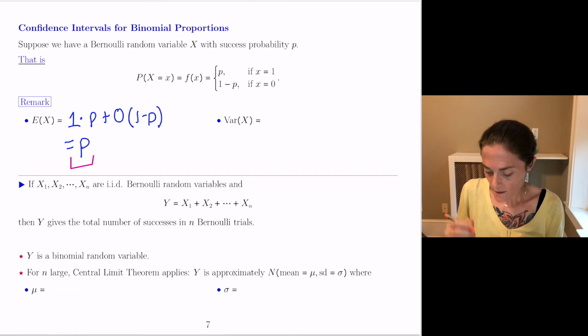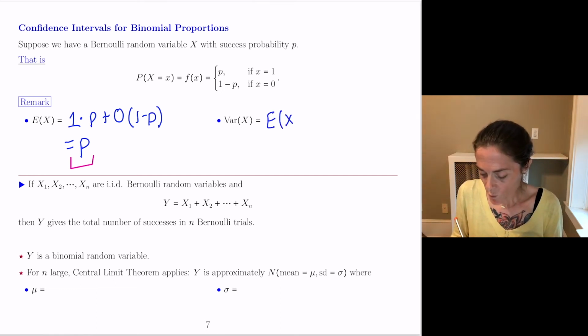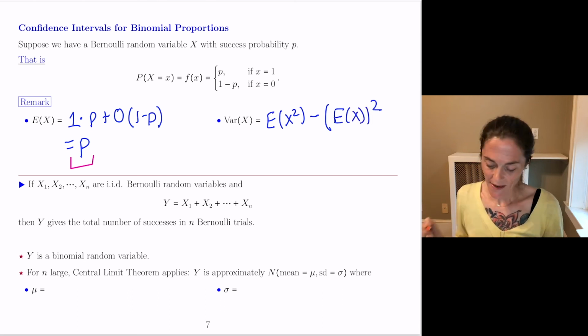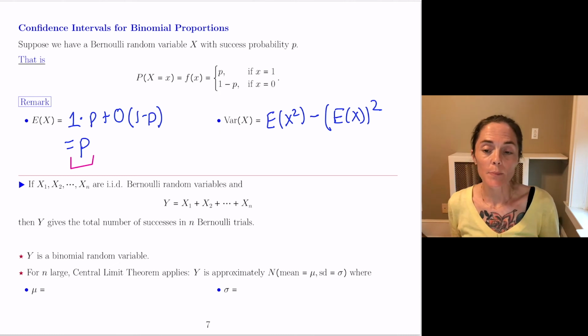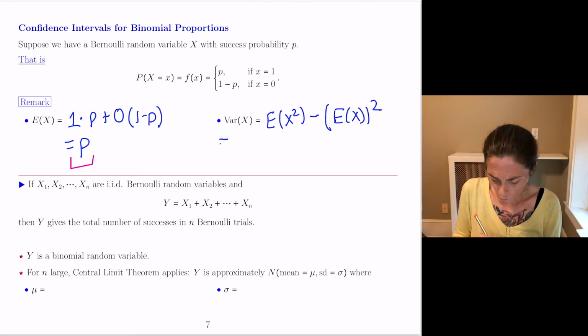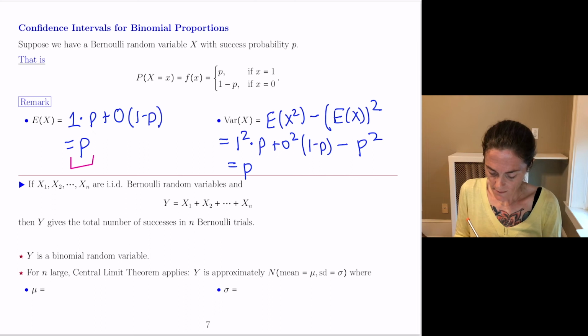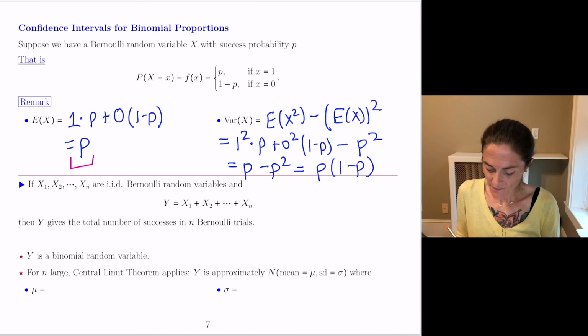The variance, we take the expected value of X squared minus, well, we could do it this way, the expected value of X, quantity squared. So this was our shortcut for variance, but perfectly fine. Expected value of X squared, we take 1 squared times f of x plus 0 squared times f of x. And then subtract off p squared. We get p minus p squared, or p times 1 minus p. Wonderful.